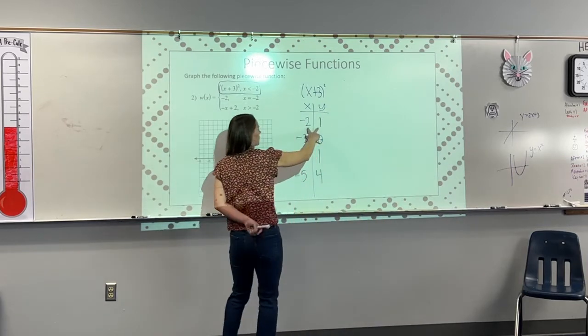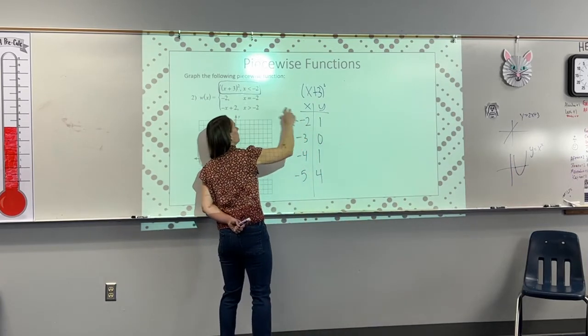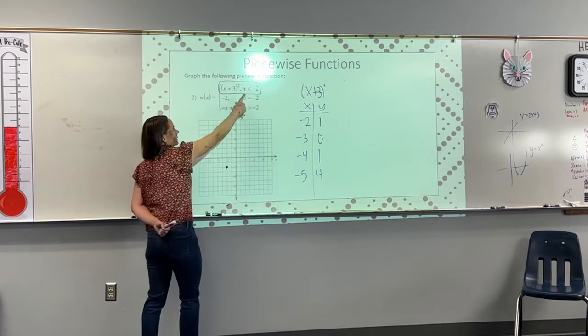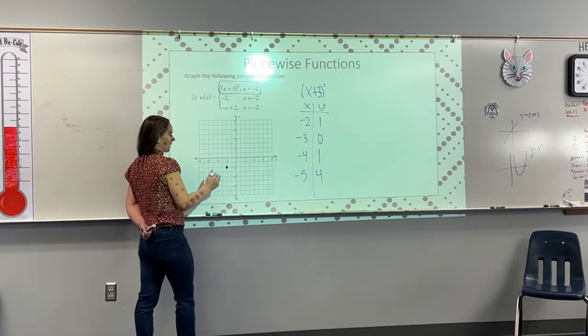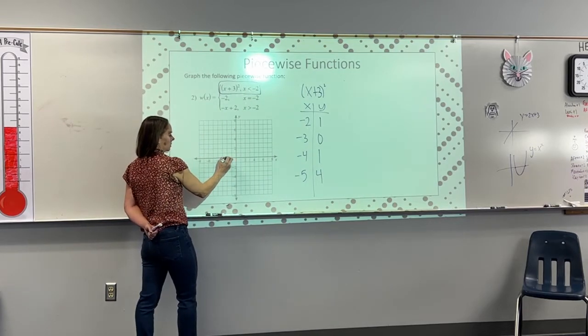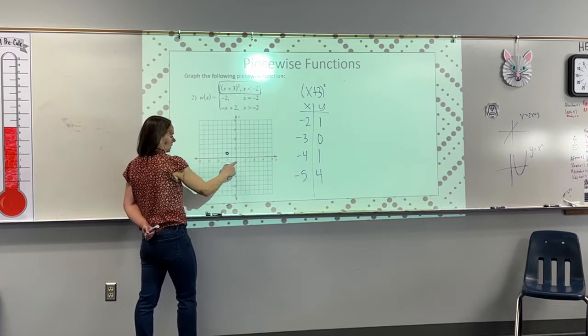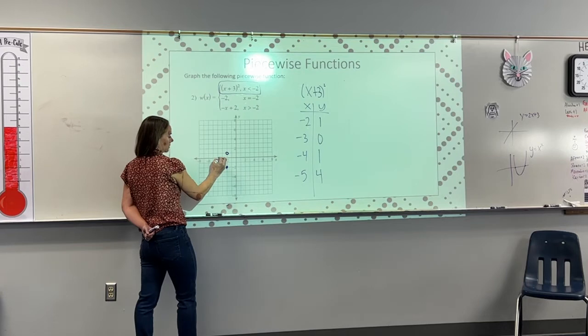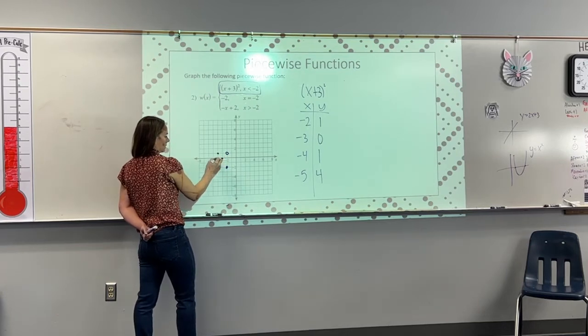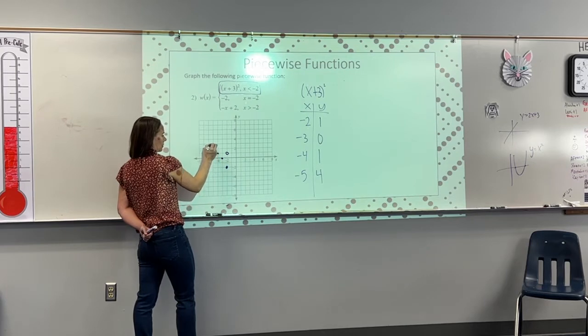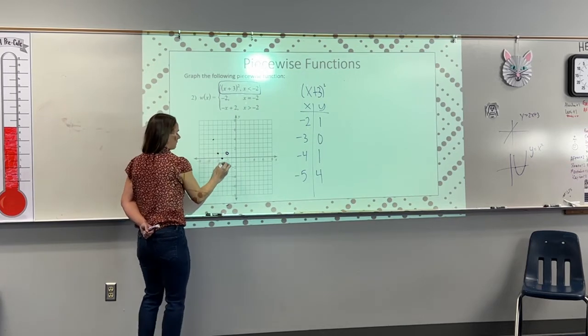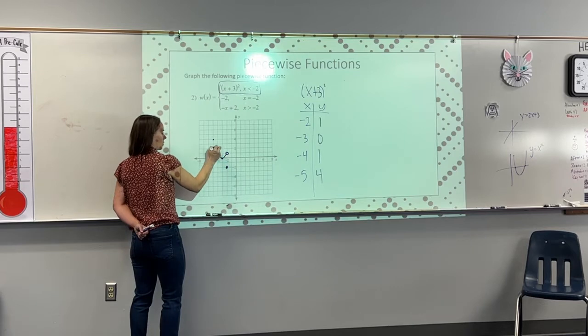And what do I have to make sure with my point -2, 1? It's an open circle because that is less than. All right, so I'm gonna have -2, 1, open. And again, you get half of a quadratic or a parabola.